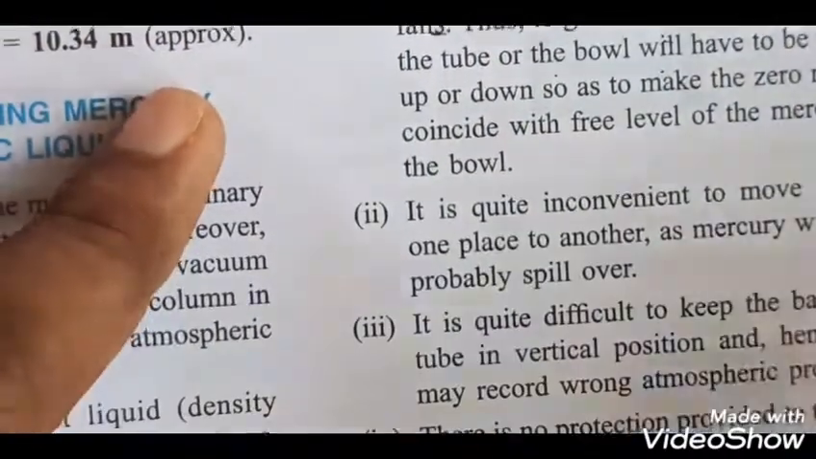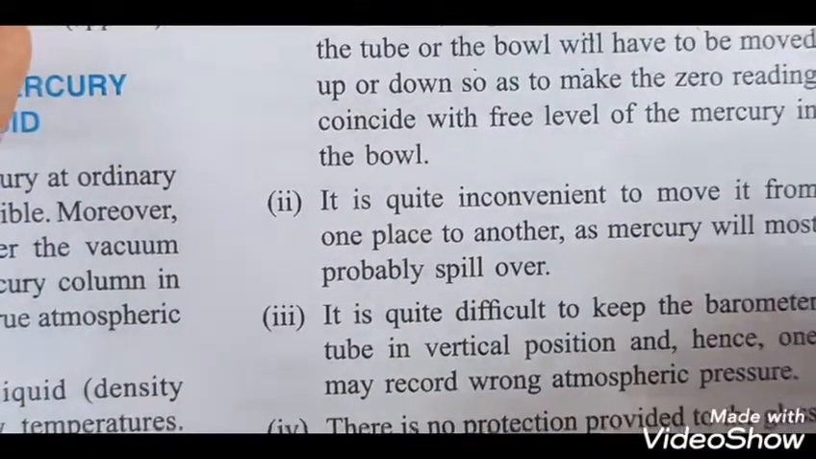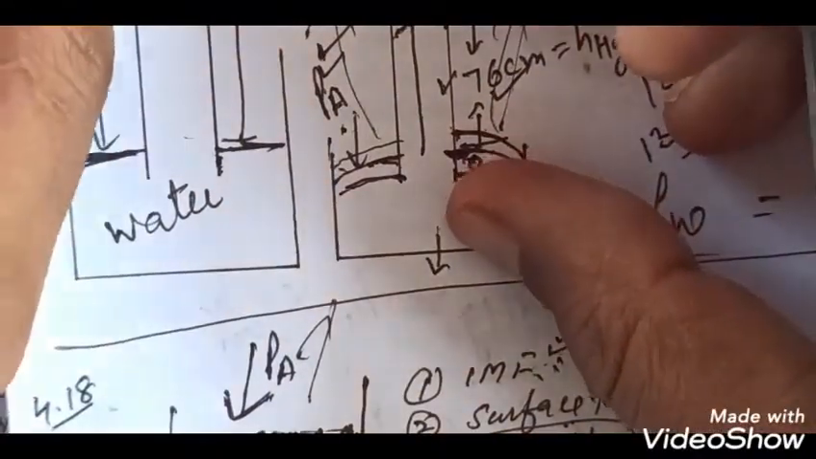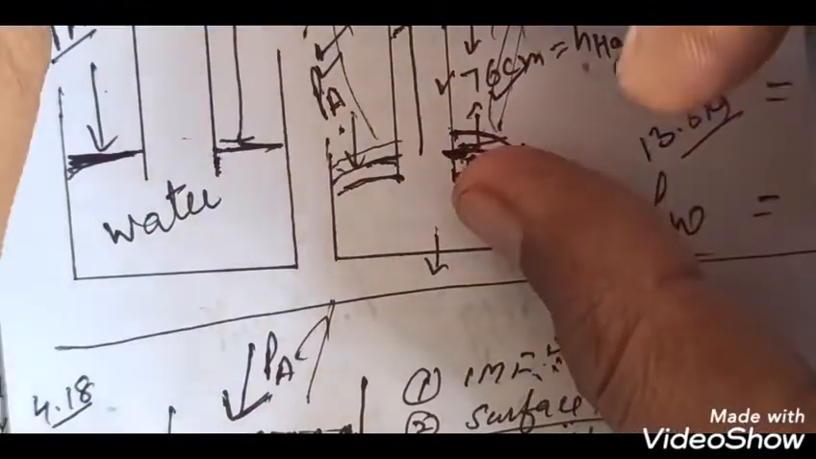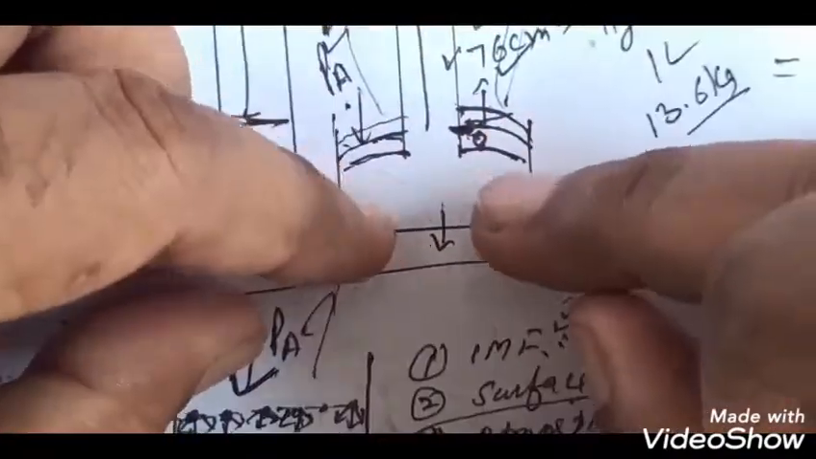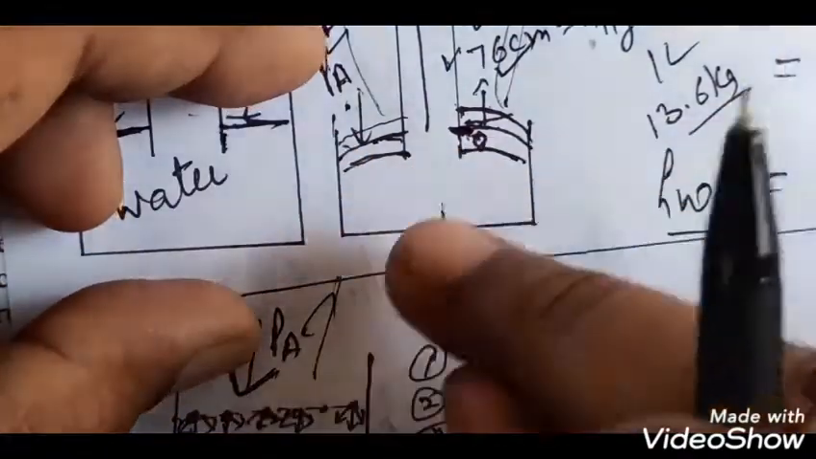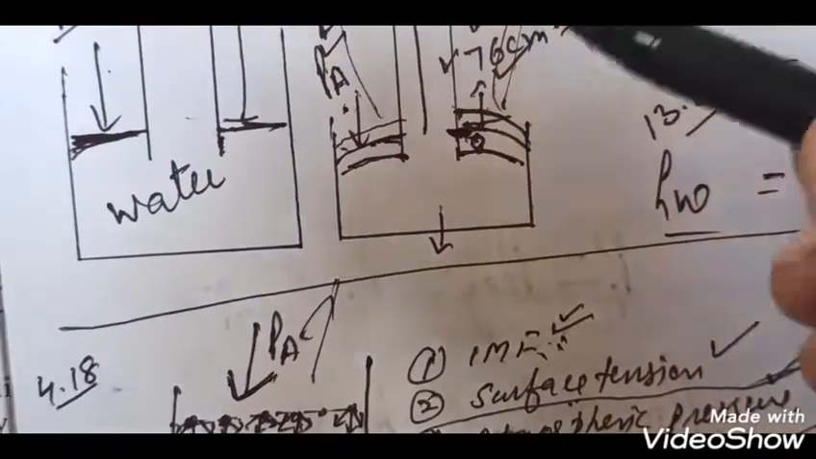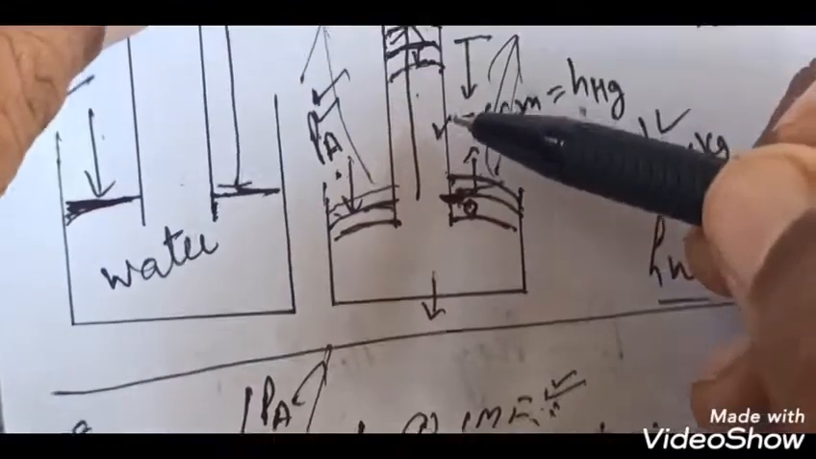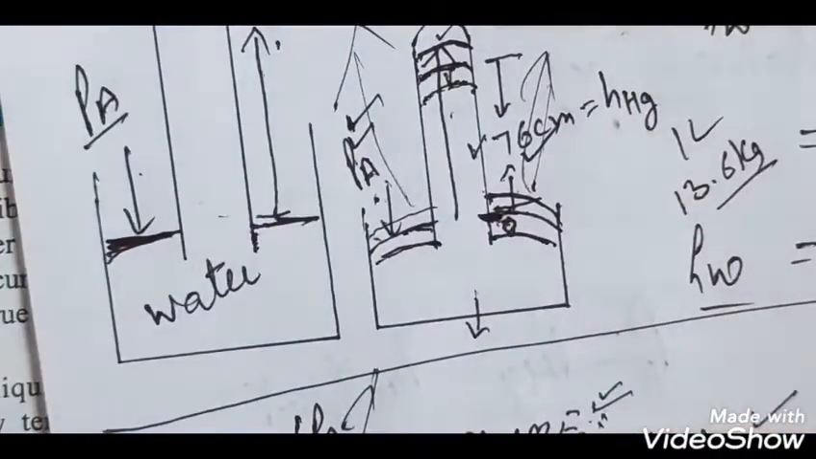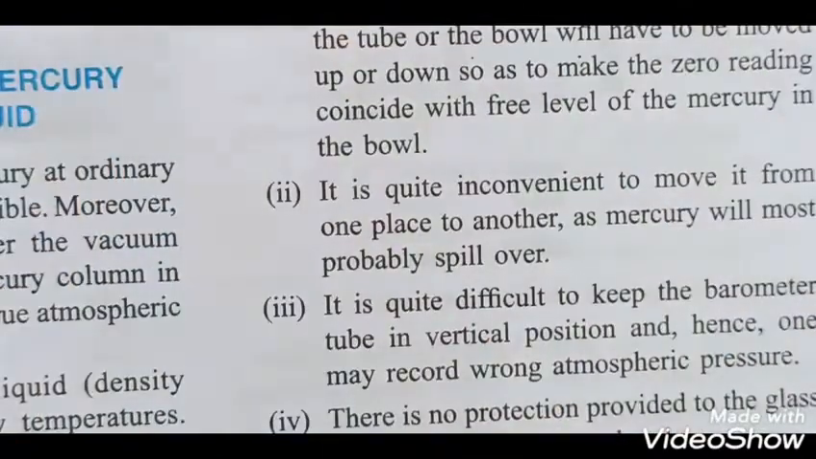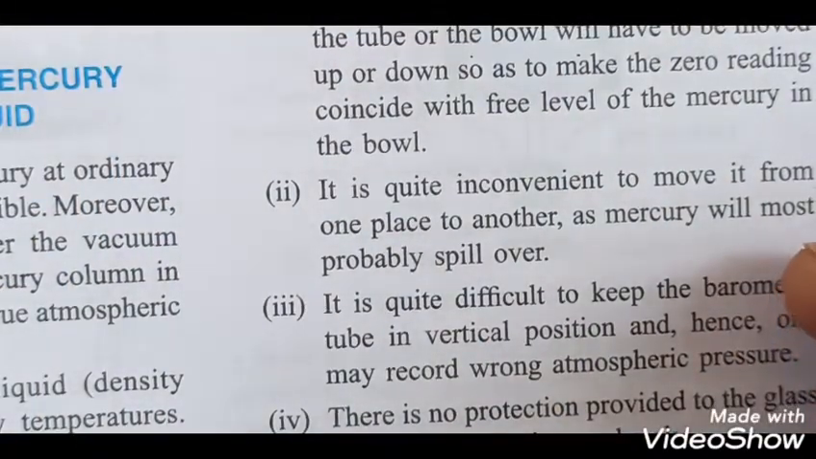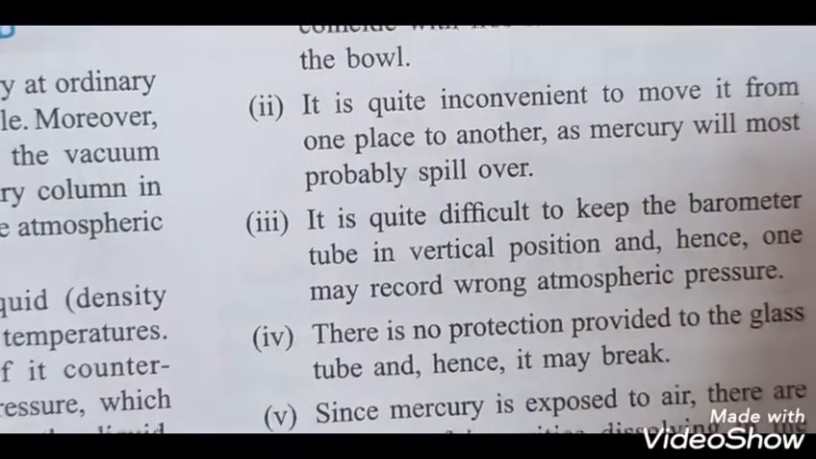Second, it is quite inconvenient to move it from one place to another. You see, 1 meter is quite a distance. 1 meter of barometric tube is suspended in mercury. If you have to move it from one place to another and there is a little jerk, what will happen? The whole mercury in the barometric tube will flow back into the trough, and the barometer will collapse. It will not be a barometer then. So again, moving it from one place to another is not convenient, because mercury may spill over, right?